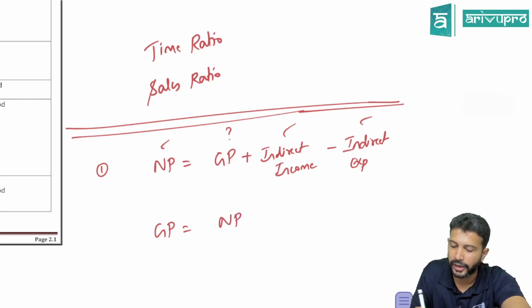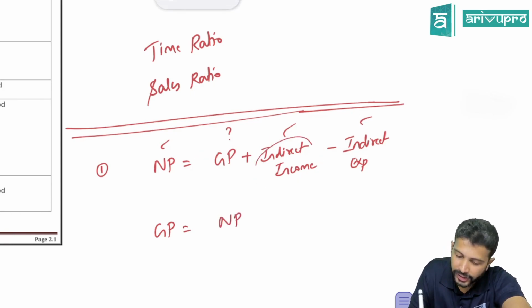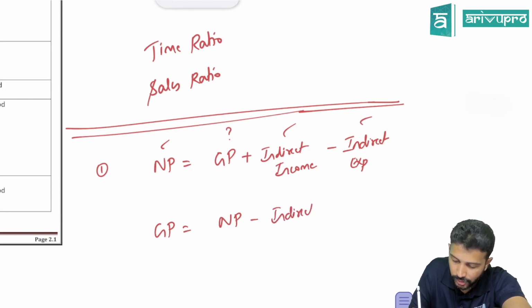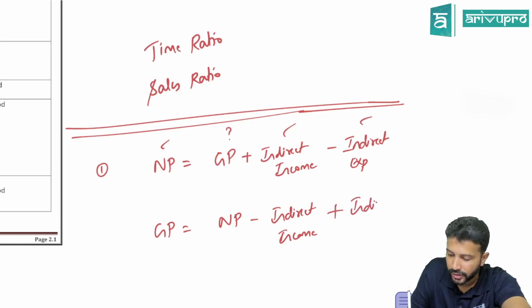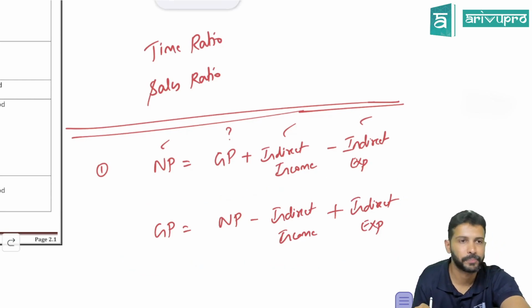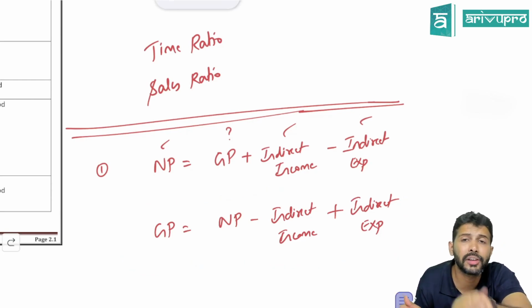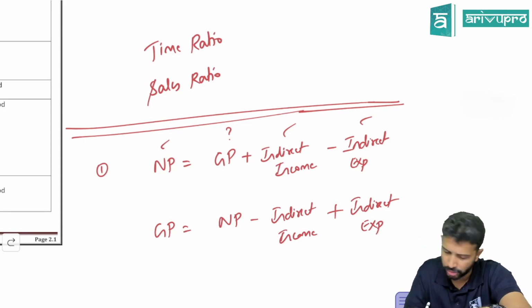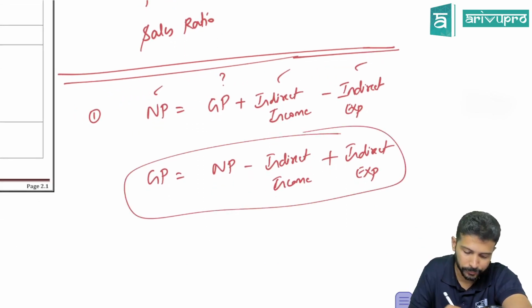GP is equal to net profit plus indirect income. Here you have added. So that means when you send it to the opposite side, it will become minus indirect income plus indirect expense. Okay, now. So we will use this equation if necessary, provided they have not given gross profit in the problem. So write down this in your notebook.